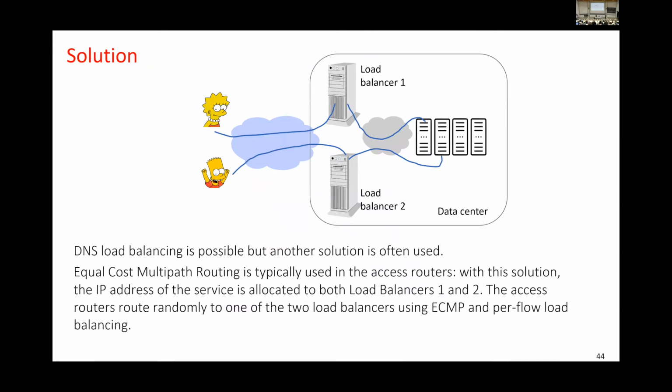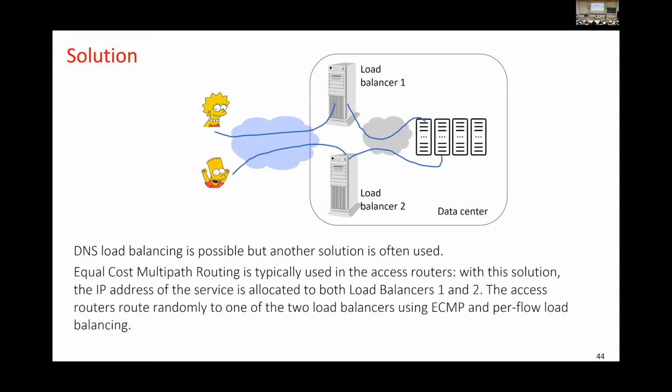We could use DNS, but DNS is more typically used to go to different sites. So inside a site, we use what is called equal cost multipath routing. So the DNS will give you one IP address, which is the IP address of this data center. In fact, this IP address is allocated to all the load balancers.